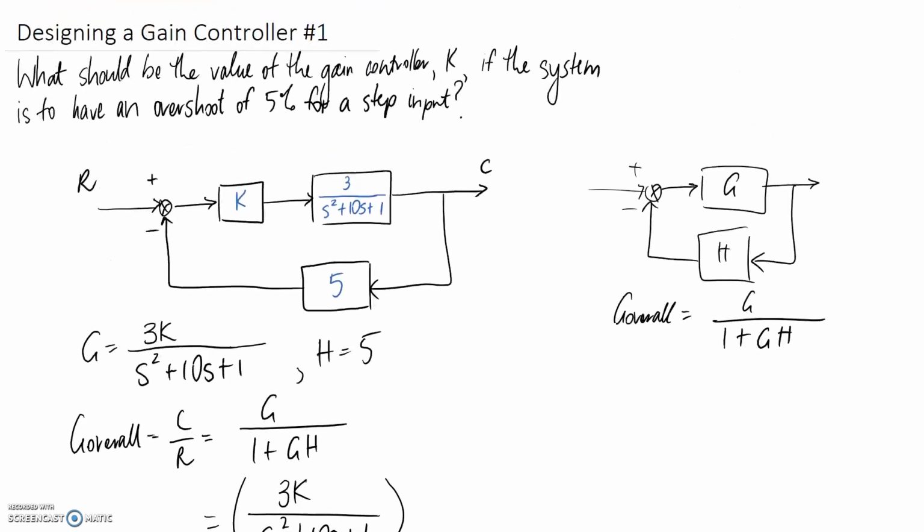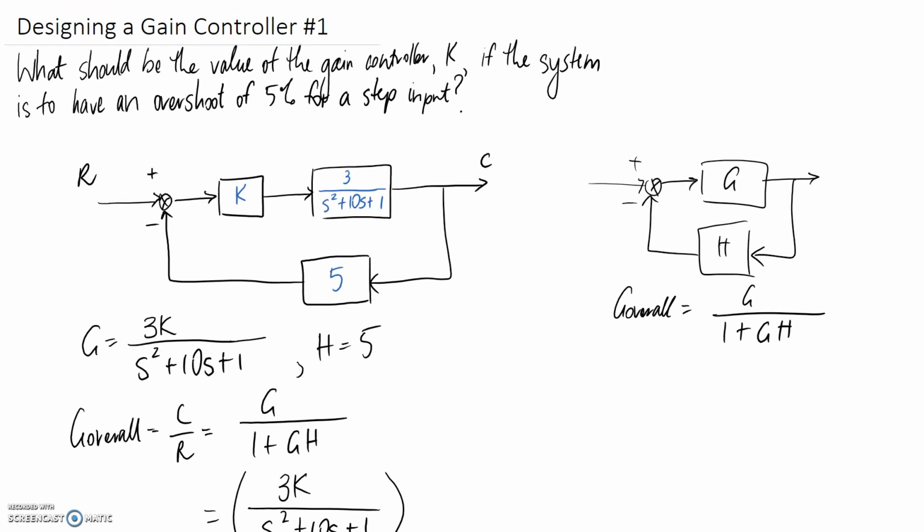So if we scroll back up to the top, we're told that the criteria we're aiming for is an overshoot of 5% for our system. So from that, we should be able to solve for the zeta value. So over here, I'm going to write out the equation for zeta as a function of the percentage overshoot. Alright, so that's the equation.